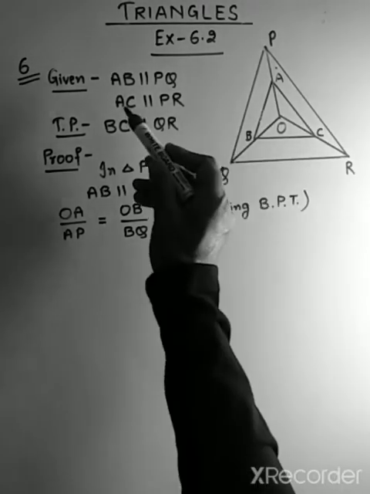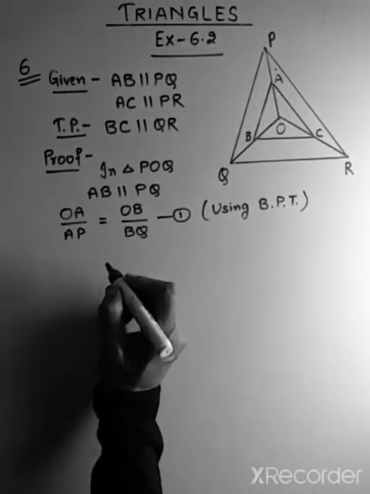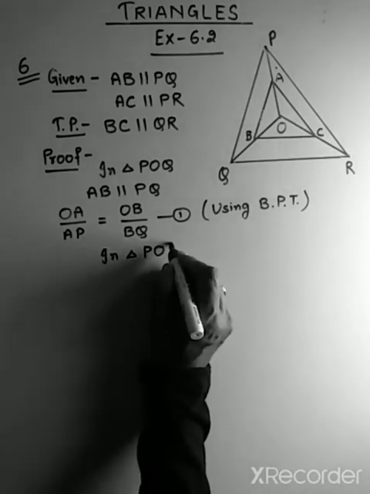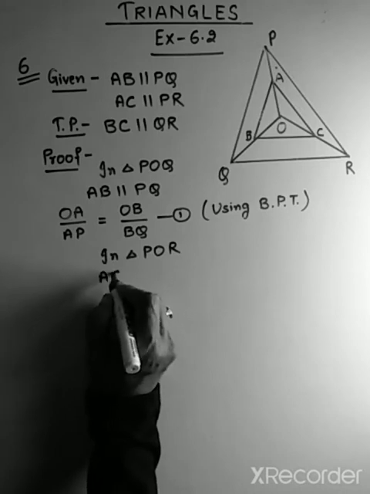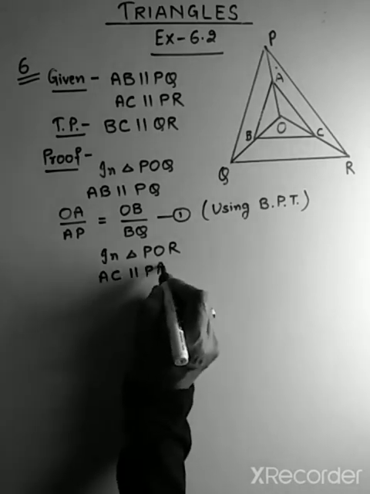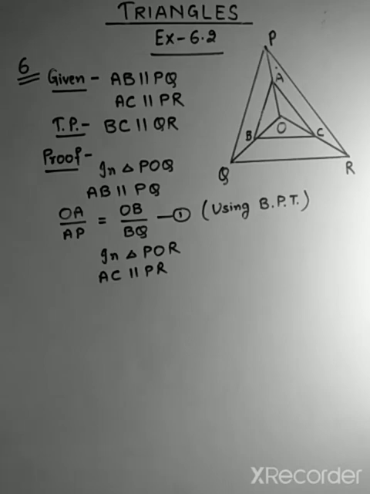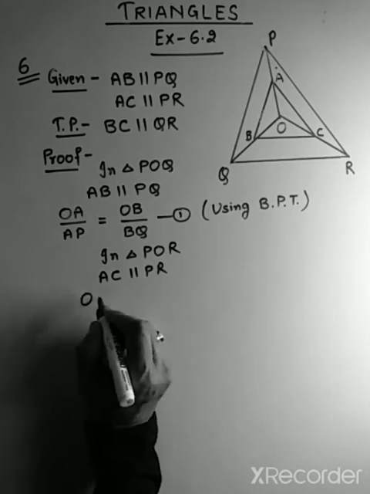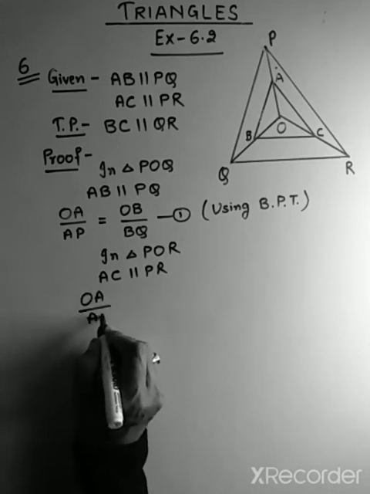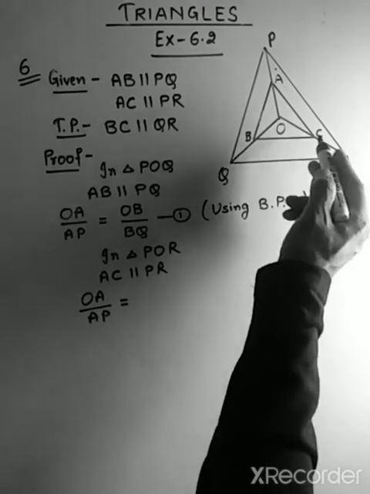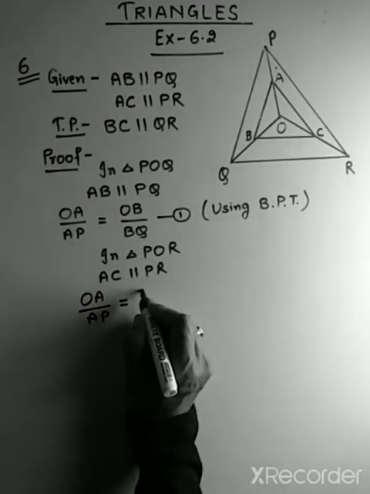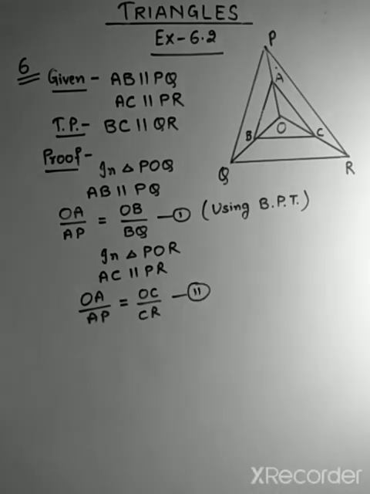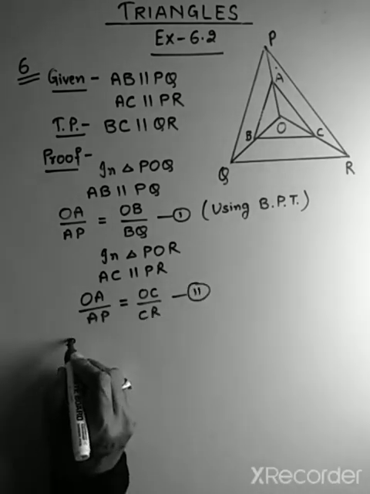Similarly, it is given that AC is parallel to PR. So for that, triangle is POR. So since AC is parallel to PR, again we will apply basic proportionality theorem. OA upon AP equals to OC upon CR. Equation number 2.